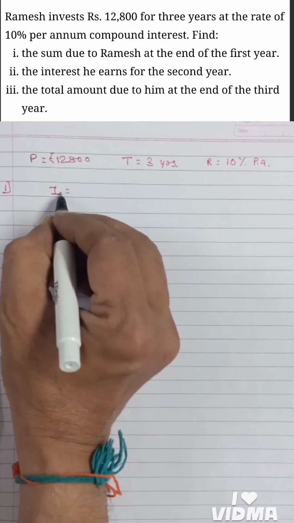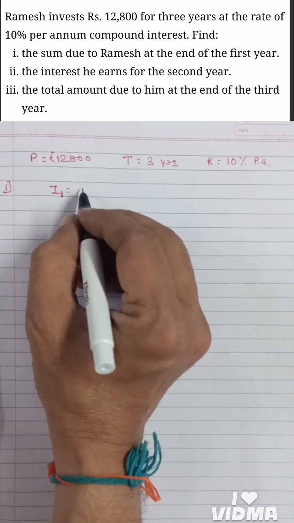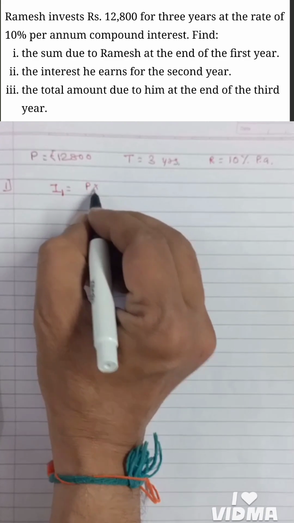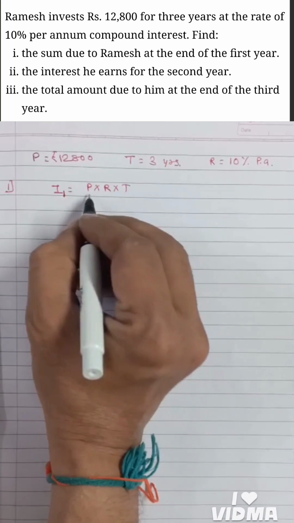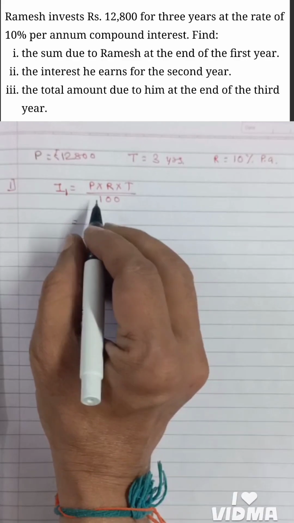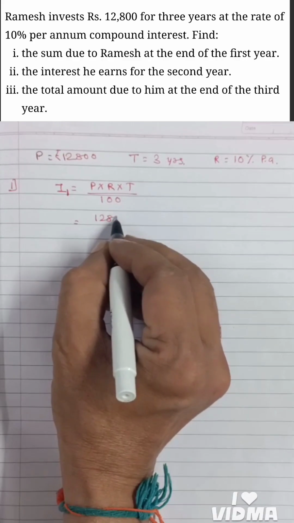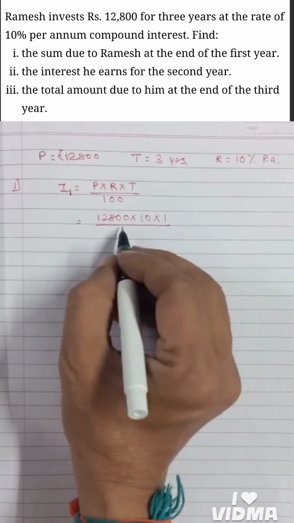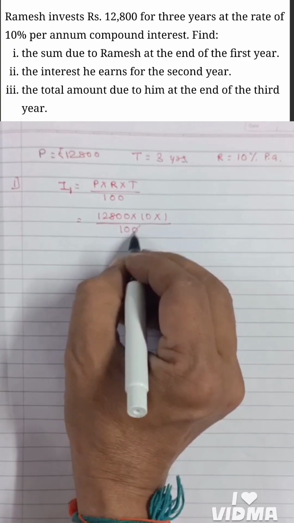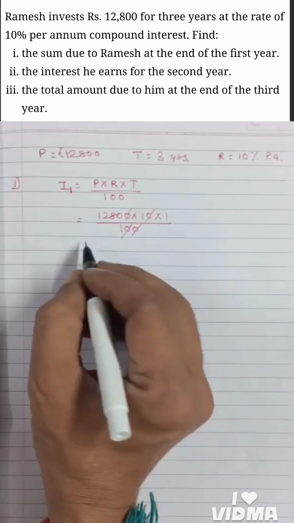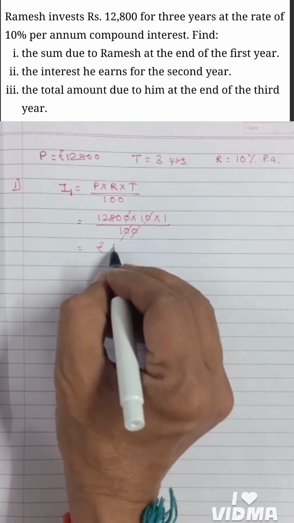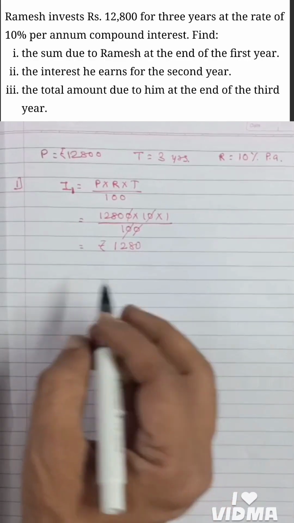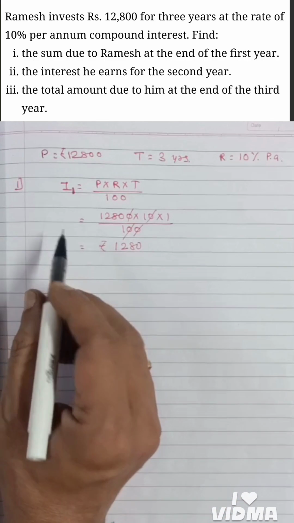So interest, that is I1, interest for the first year, is principal into rate into time upon 100. So principal is 12,800, rate is given 10%, we are doing it for 1 year, and upon 100. So 1 0 gets cancelled, another 0 gets cancelled. So rupees 1,280 is the interest earned in the first year.